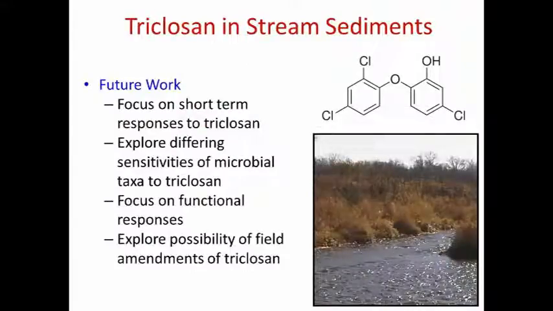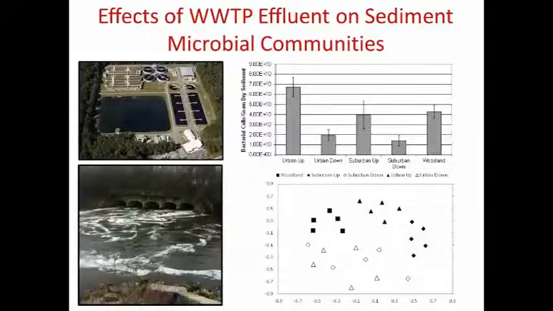But I want to spend just a few more minutes discussing one other part of this work that I think was really quite interesting. When I showed you that data for the bacterial abundance and the community composition, there was no effect that we saw for triclosan. But there were significant differences between our sites. And what jumped out at me was the significant effect of wastewater effluent. So this is urban up, urban down, suburban up, suburban down. Significantly lower bacterial abundance at both of the downstream sites.